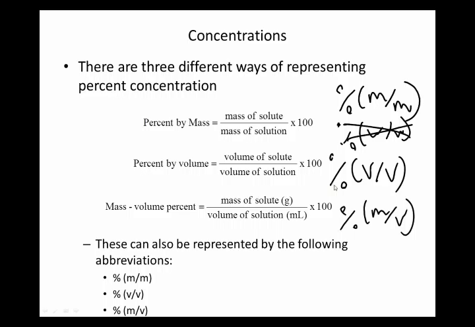Okay, so that is the basic idea of our units of concentration. We have 4 of them: molarity and 3 percents, percent by mass, percent by volume, and mass volume percent. Should be fairly simple, fairly straightforward. A few things to keep in mind.